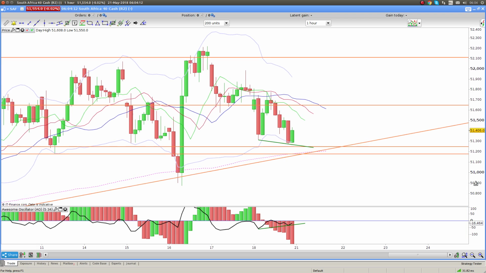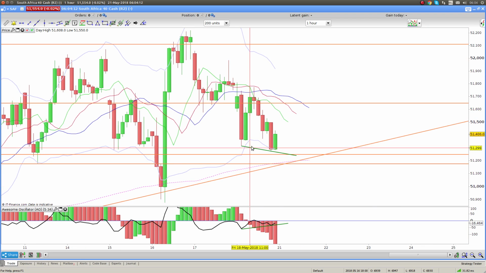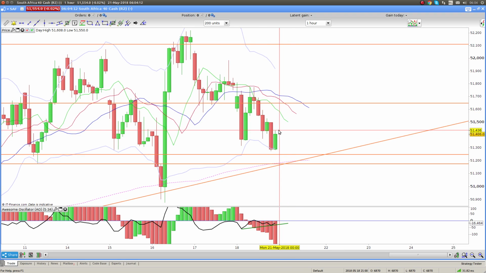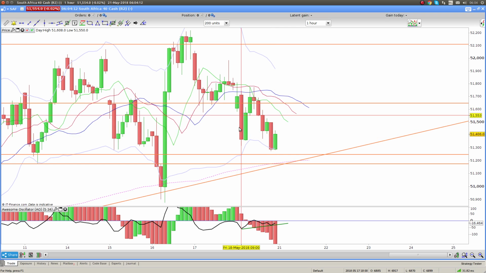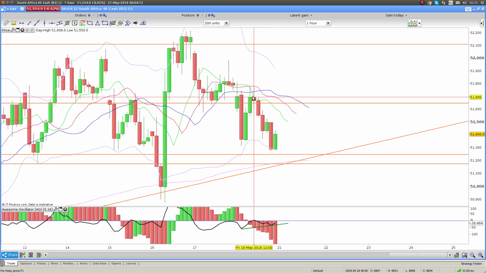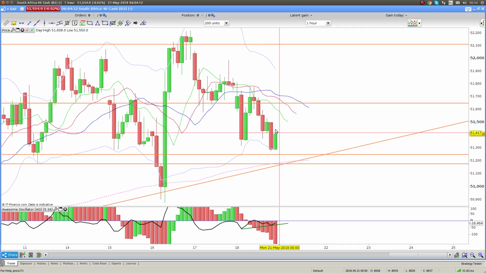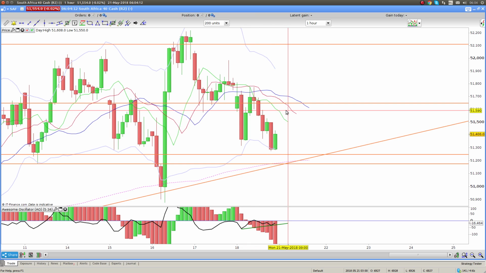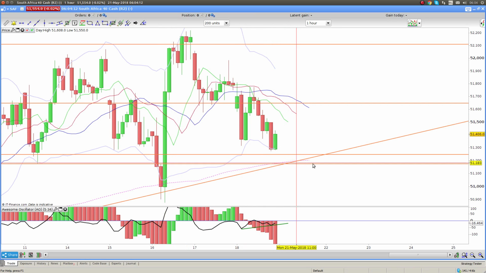And if we just have a look here, we could very well have a setup brewing. So we have an inside bar. That was our first move down. We then had a second push down. We've got another inside bar. So there are two signals here ready for a move to the upside. We do have a level to tag, which is here, and we're sitting at 554. So we're sitting 150 points higher than where we closed.